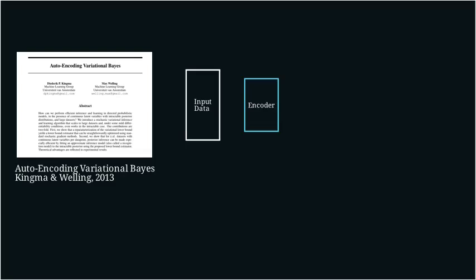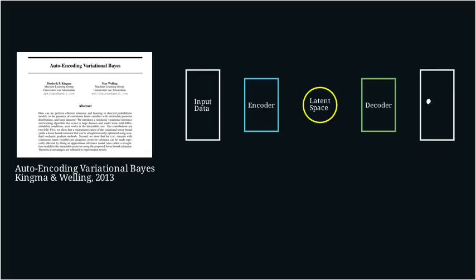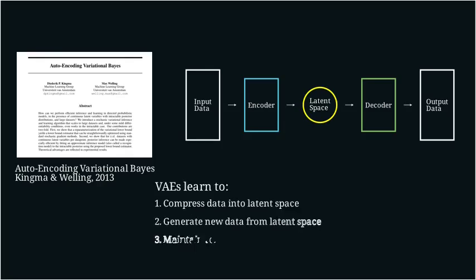At its core, a VAE consists of three key components. First, an encoder that compresses input data into a special compressed form. Second, a latent space where this compressed representation lives. And finally, a decoder that can reconstruct data from this compressed form.